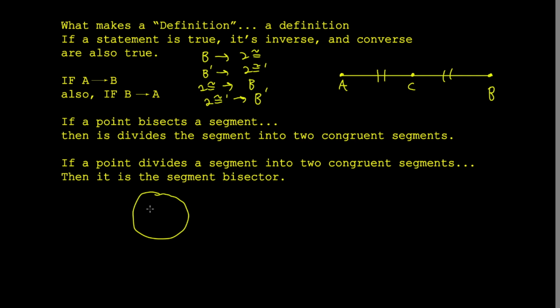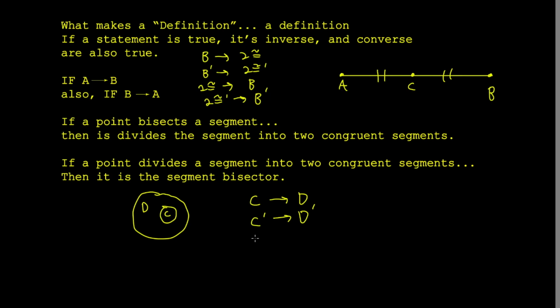We're going to use a Venn diagram here. Dogs, collies. If an animal is a collie, then it is a dog. Now the inverse. If an animal is not a collie, then it is not a dog. That is not true. It could be a German Shepherd.